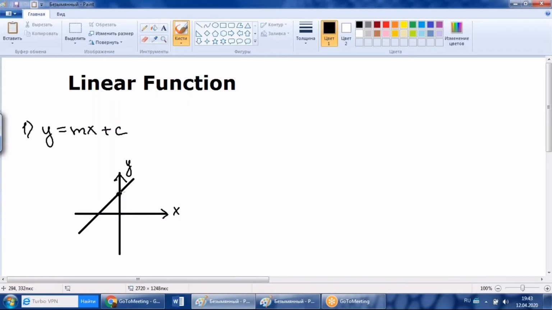And this point, this is c, the y-intercept. The second form is y equals mx. This is a line with slope passing through the origin.